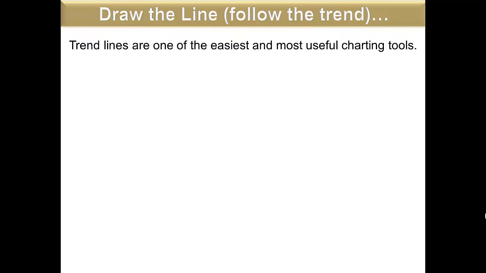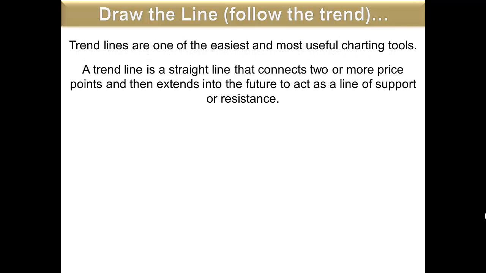Draw the line, follow the trend. So trend lines are one of the easiest and most useful charting tools. A trend line is a straight line that connects two or more price points and then extends into the future to act as a line of support or resistance.